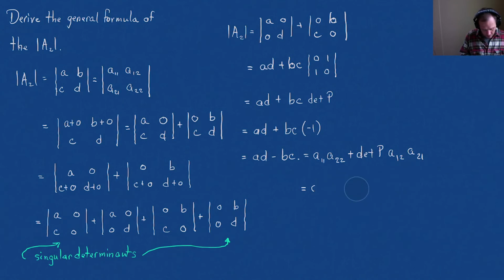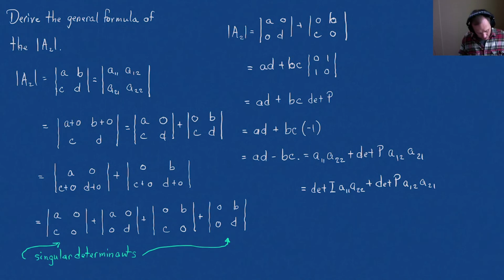Let me clear that up. Let's write it a bit more clearly. So I had the determinant of I times A11, A22, plus the determinant of P times A1,2, A2,1. Well, this is just a sum. This is equal to the sum of the determinant of whatever specific P it is, whether it's I or a P that changes rows, times, well, here's what we have to be careful about.